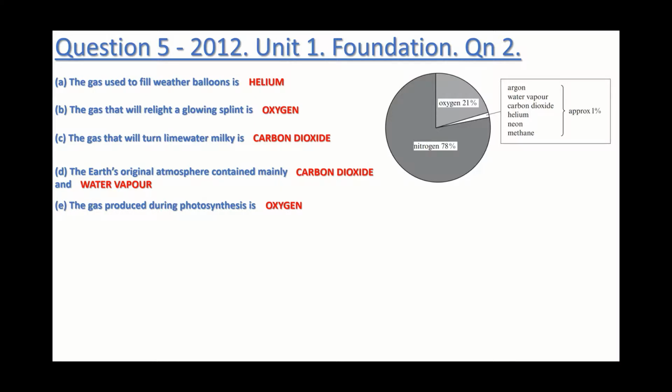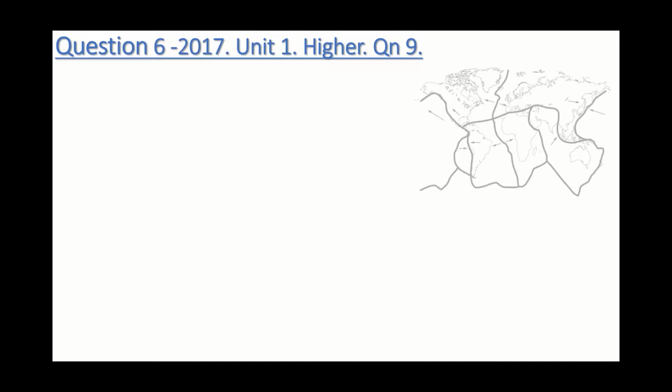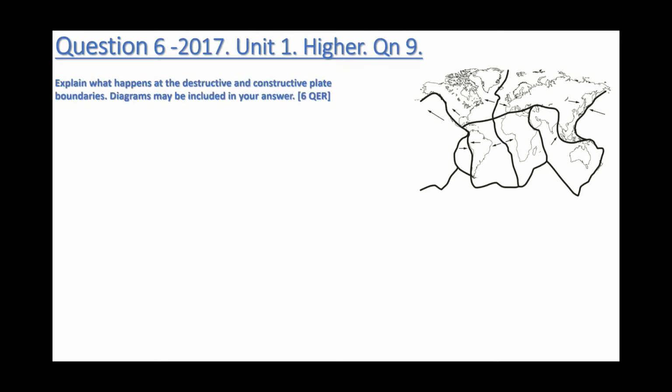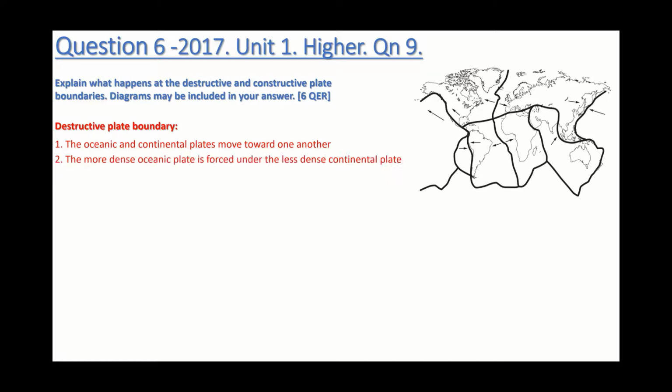Now, your next load of questions were about the tectonic plate theme of things, and so moving on to question 6, this is your QWC question, and you must explain what happens at both constructive and destructive plate boundaries. So we'll start with destructive plate boundaries first. Here, this is where you'll find oceanic and continental plates moving toward one another, and when they collide, the oceanic plate, that is more dense, will be forced beneath the continental plate, which is less dense.